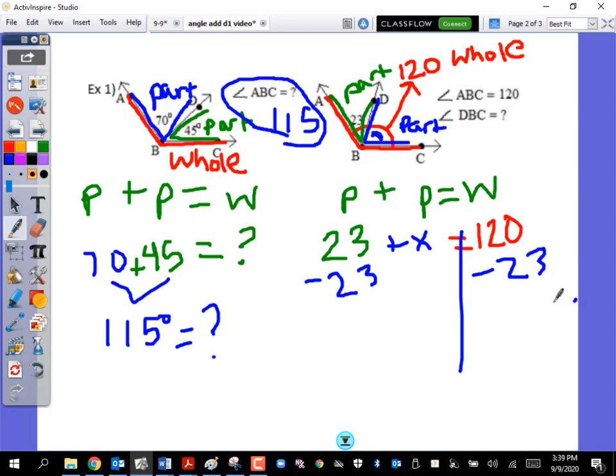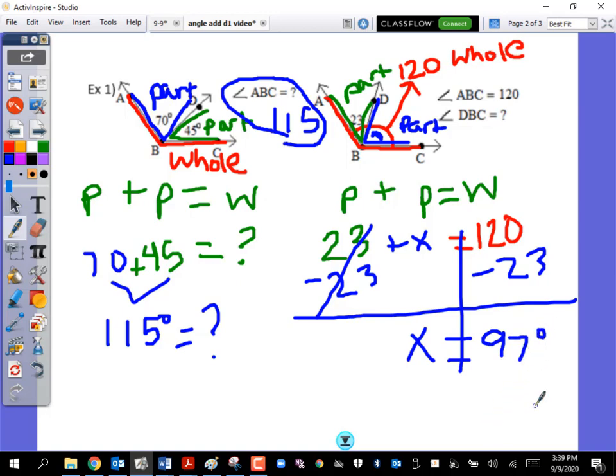Subtract. 23 cancels out. X is still here. 120 minus 23 is 97, I think. 97 degrees. Okay, so that's my missing part, it was 97 degrees.